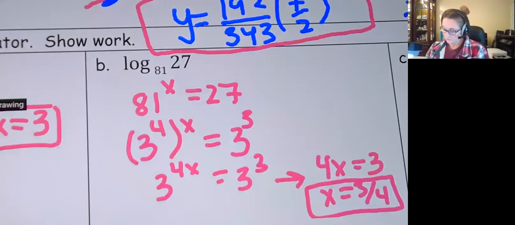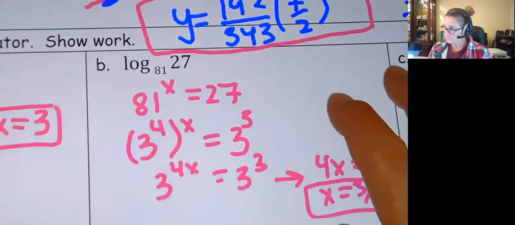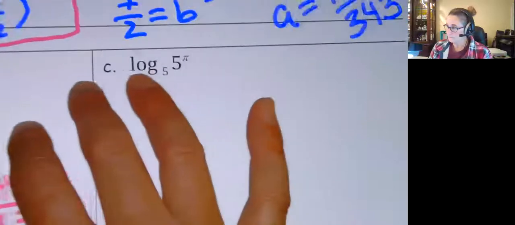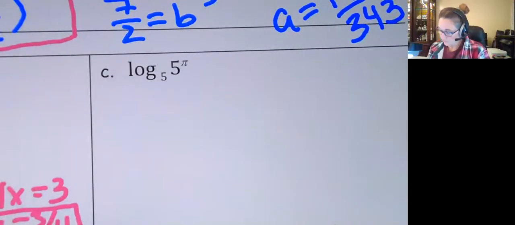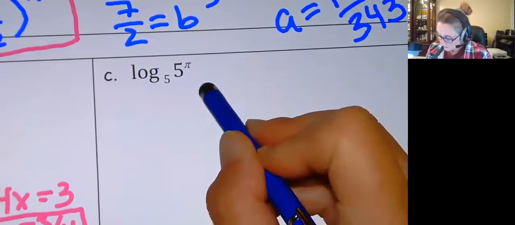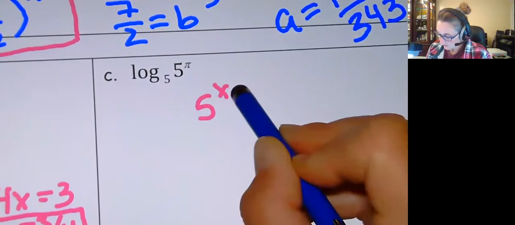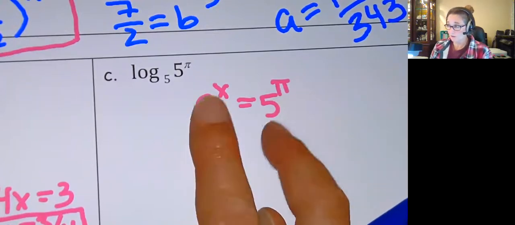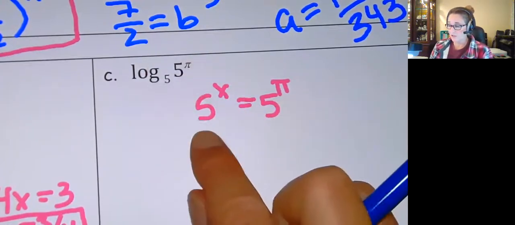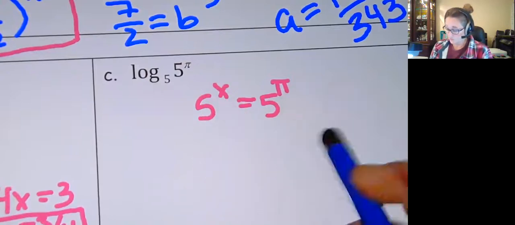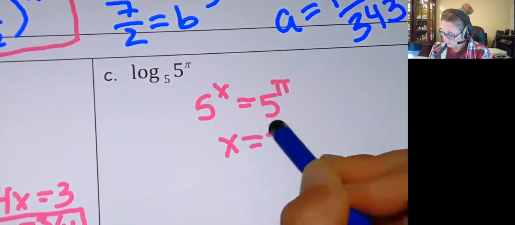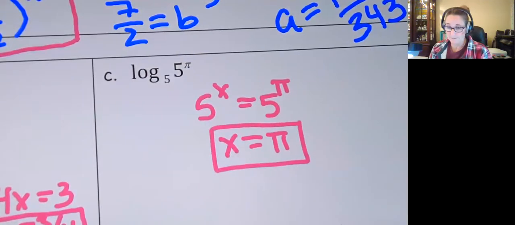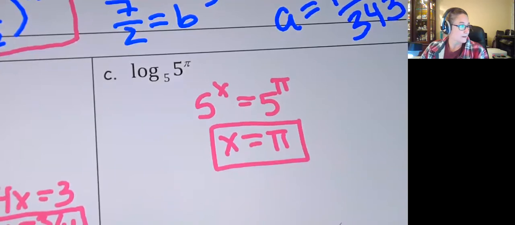Okay, next one. This one again is saying 5 to some power is equal to 5 to the pi. Even though it looks kind of scary, this is 5 to something equals 5 to something. So you set your exponents equal. There you go. That's your answer, pi. Done. So now we're going to move to the next section.